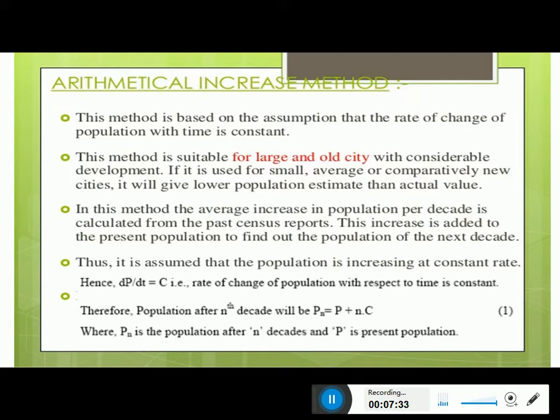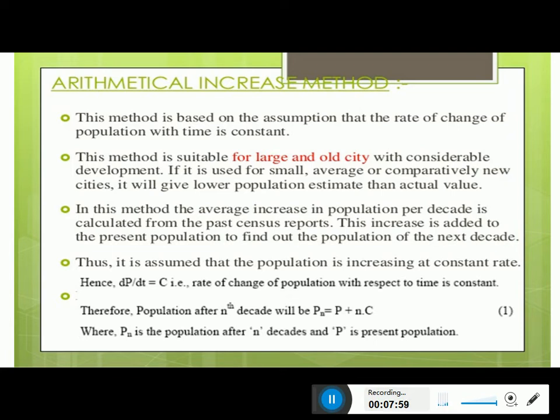So first one is the arithmetical increase method. This method is based on the assumption that the rate of change of population is constant with respect to time. This method is suitable for large and old cities with considerable development, and it is also used for small, average or comparatively new cities. It will give lower population estimates than the actual value.